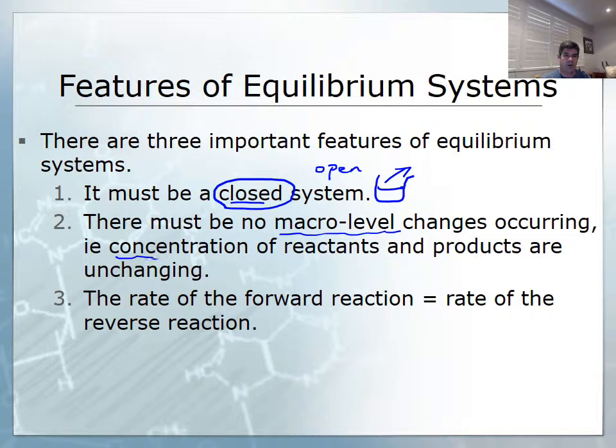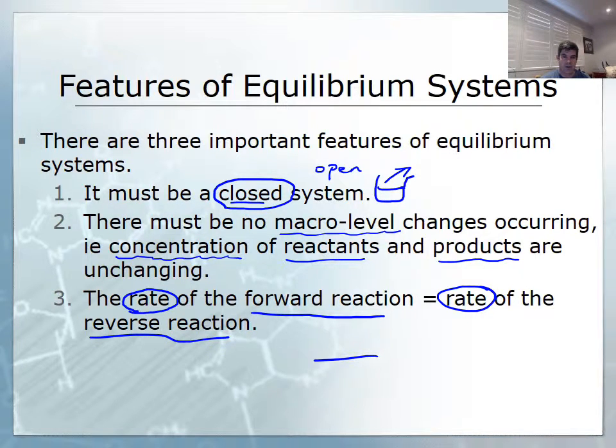The key is that the concentration of the reactants and the products is no longer changing. But that doesn't mean it's not still reacting. All it means is that the rate, our third condition for equilibrium, is that the rate of the forward reaction is equal to the rate of the reverse direction. Okay, so that what is happening in one direction is also happening at the same rate in the opposite direction. So there's no net change in the concentration of the reactants or products.